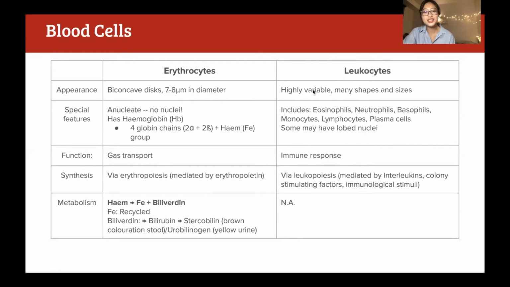Okay, leukocytes. Leukocytes are highly variable. There are many shapes and sizes. They include eosinophils, neutrophils, basophils, monocytes, lymphocytes, and plasma cells. Say that really fast 3 times. I dare you.